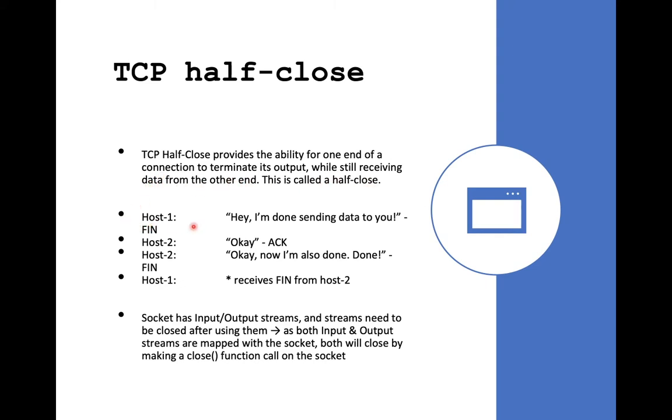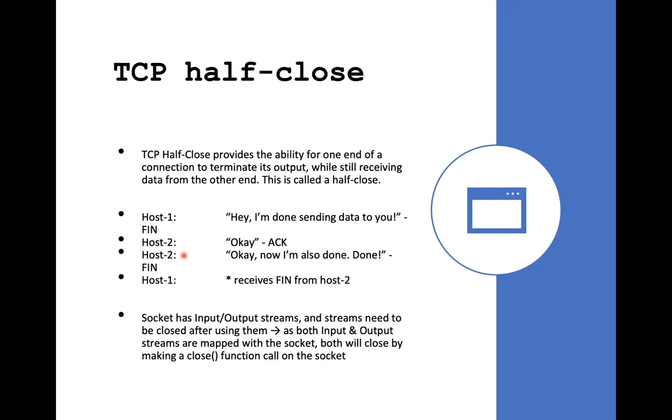Host 1 will send, "Hey, I'm done sending data to you," and it sends a finishing flag, or finishing message, to the other computer, host 2. Once host 2 receives the finish from host 1, it sends an acknowledgement: "Okay, I received your finish, it's fine for me, but I can still send you data. And once I am done sending my data, I will also send you a finish flag." So host 2 will keep sending data to host 1.